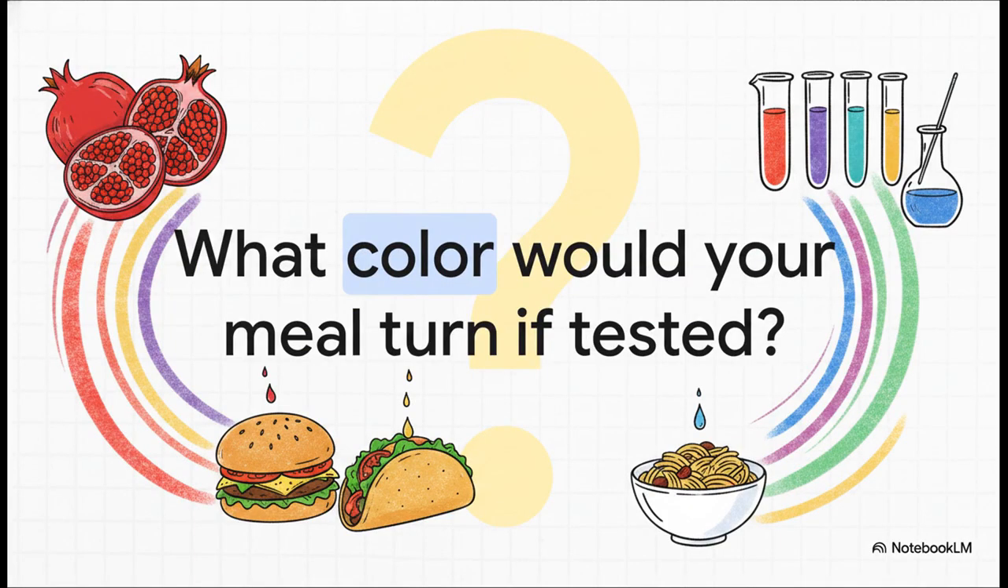So, I'm going to leave you with this final provocative thought. Your textbook points out that extracts from everyday fruits like pomegranates can actually act as natural pH indicators, completely changing color based on acidity. If the everyday foods in your fridge have their own hidden pH secrets, what crazy chemical reactions are you eating every single day? Like, what color do you think your favorite meal would turn if we tested it right now?